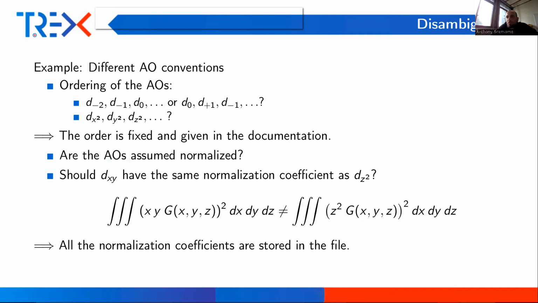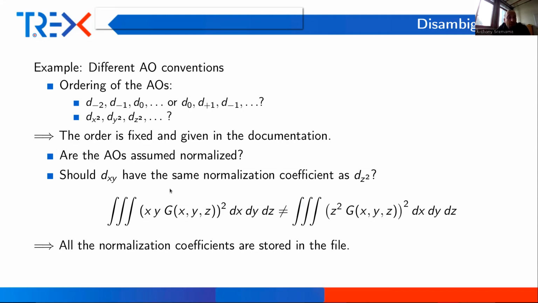So other sources of ambiguity are all the conventions taken by the different codes. Especially for the atomic orbitals, the ordering is not always very clear. So for example, in GAMESS, there is no mechanical way to know, they're not computable. The ordering of the atomic orbitals in GAMESS is chosen by some user at some time.